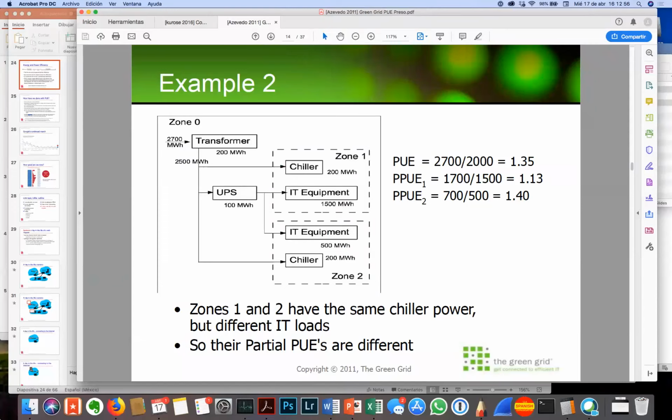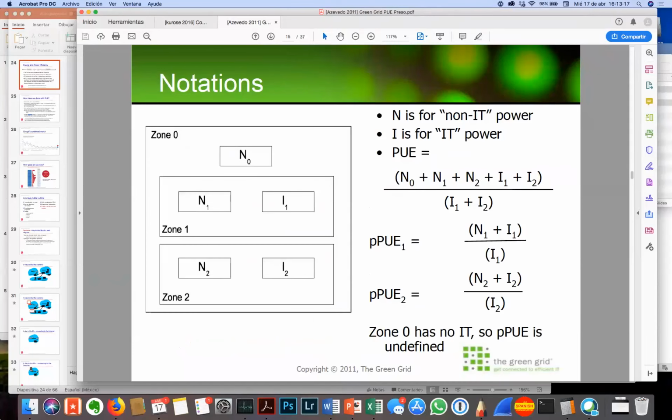Here's an example where I had 2 different zones. They have the same chiller power, but they don't have the same IT equipment. So they both have to use a 200 megawatt hour chiller. One of them does it to power 1,500 megawatt hours worth of equipment, the other one only 500. Very different PUEs. You average it overall, and this center has a 1.35 PUE ranking. So N is for non-IT power, and I is for IT-based power.